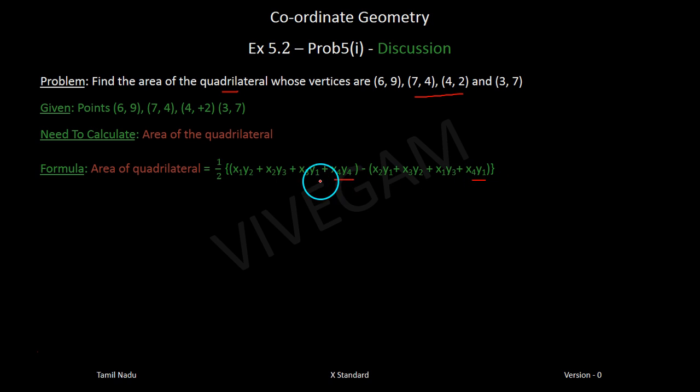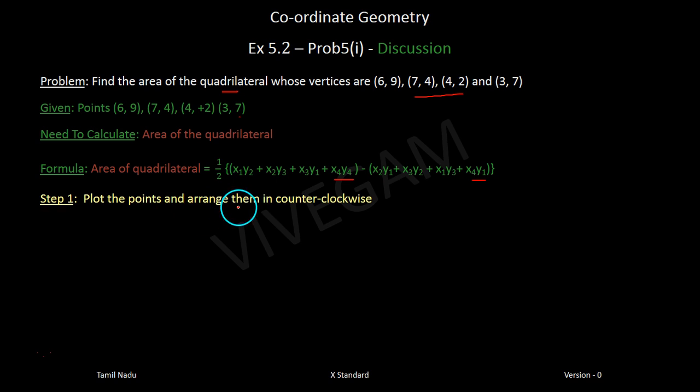As you can see, the entire right hand side is known. We know all the 4 points: x1, y1, x2, y2, x3, y3 and x4, y4. So all you need to do is substitute those values in this formula and you can calculate the area of the quadrilateral. It's a mere substitution problem. So let's write the steps.